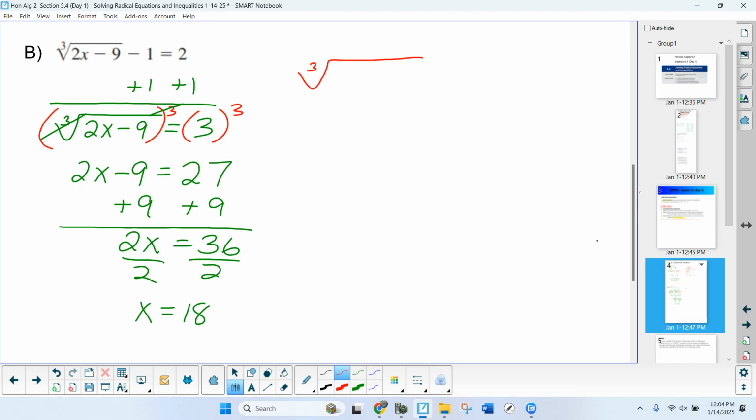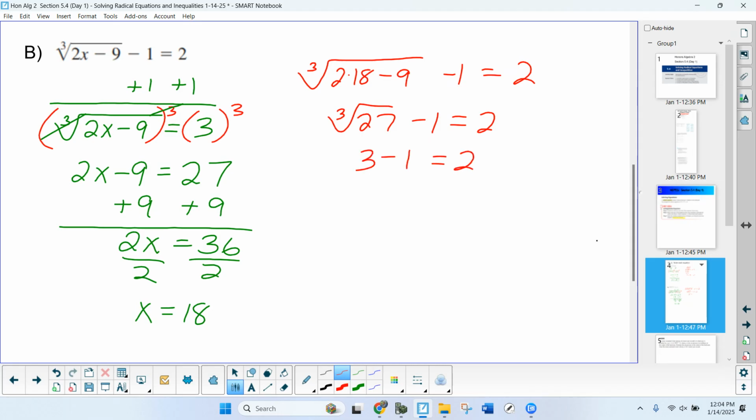Cube root of 2 times 18 minus 9 minus 1. Does that equal 2? What's 2 times 18, everybody? And what's 36 minus 9? 27. Okay, what's the cube root of 27? What's 3 minus 1? Did that work? Yeah. Okay. Again, these are all going to work at the beginning. You'll see where we have our extraneous solutions in a few.